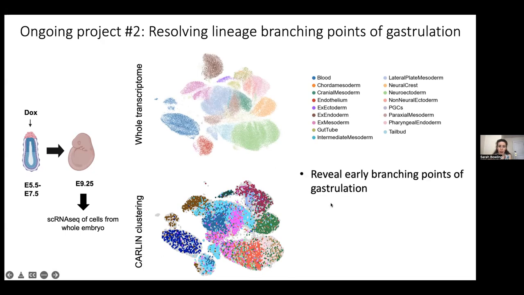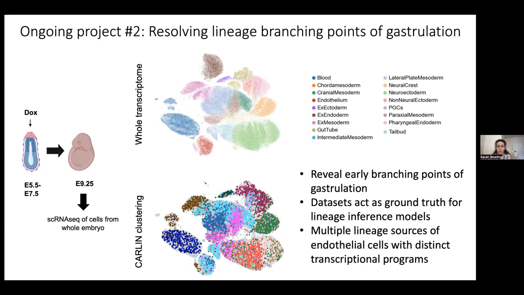Just to summarize, this analysis revealed early branching points of gastrulation. These data sets act as a ground truth for lineage inference models that are becoming increasingly common to study early development. And we have also found that there's multiple lineage sources for endothelial cells that are associated with distinct transcriptional programs. So we're actively following up on this now, as this has been a really exciting finding.